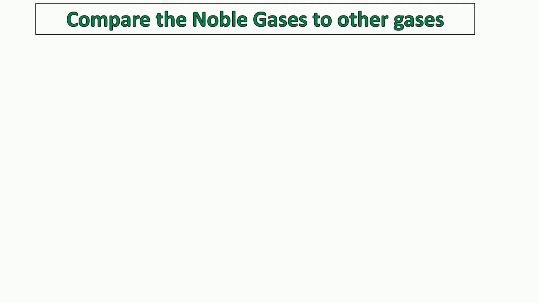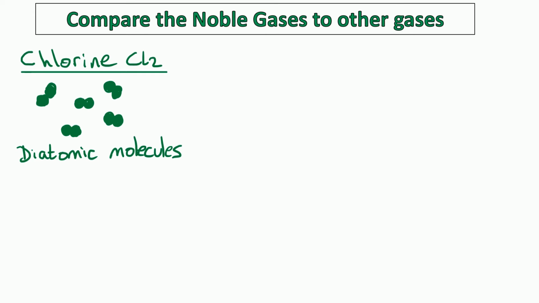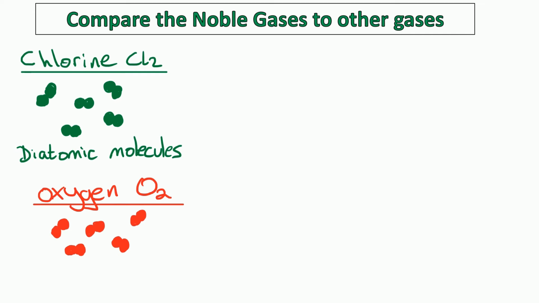So if we compare the noble gases to other gases that we know about, when we looked at group 7, the halogens, we found that they are all diatomic molecules. So if we look at chlorine as an example, the atoms form pairs to become a molecule, and they go around in pairs. Similarly, oxygen we all know is O2, so oxygen atoms pair up to form a molecule.